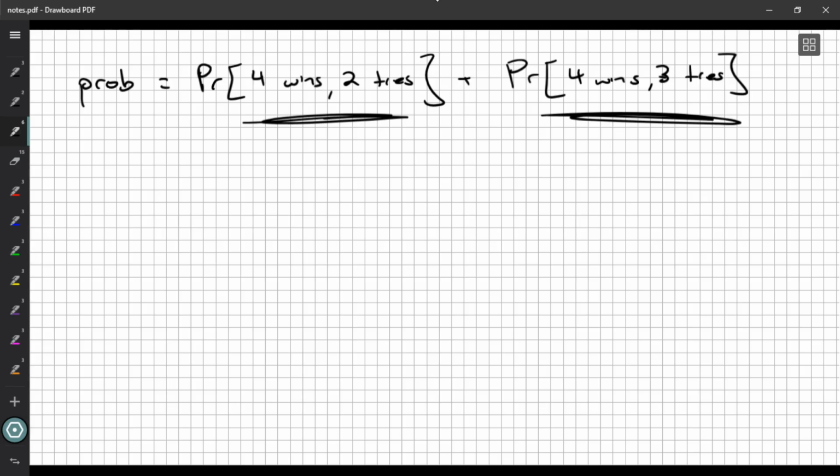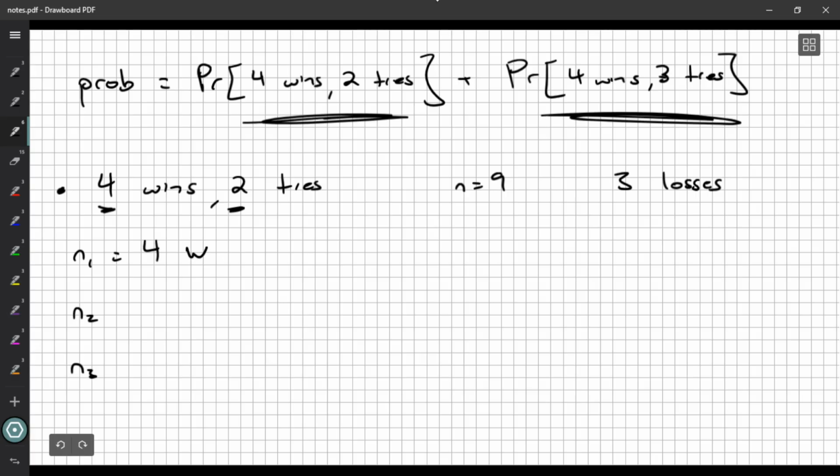So we'll work on this first situation: 4 wins, 2 ties. Now it's a total of 9 games that they're playing. 4 and 2 is 6 games accounted for, so we'll need 3 losses. Now, the order of the question, he gave us wins, losses, and ties, so we'll shuffle these numbers around. 4 wins, 3 losses, 2 ties is what we want right now.